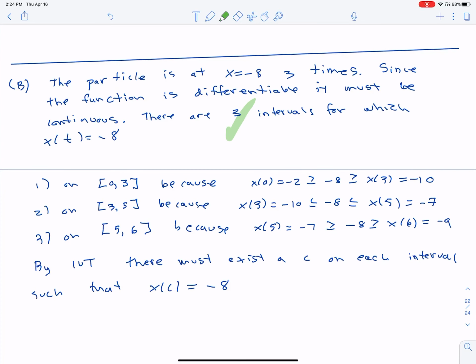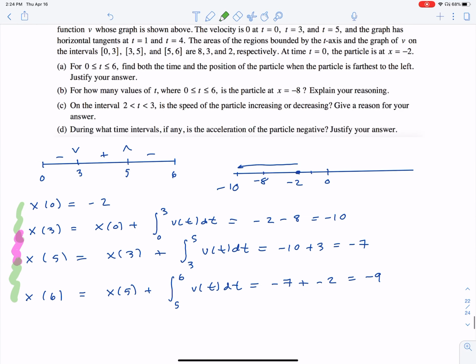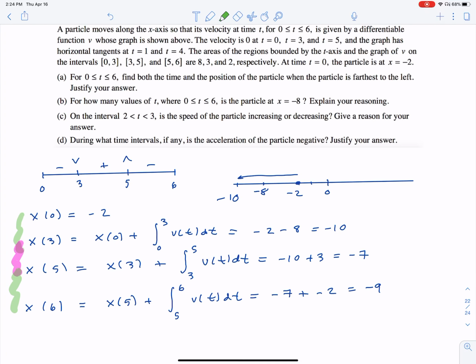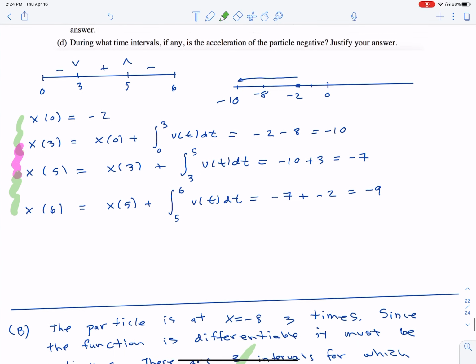Letter C. What do we got? On the interval from 2 to 3, is the speed of the particle increasing or decreasing? Give a reason for your answer.